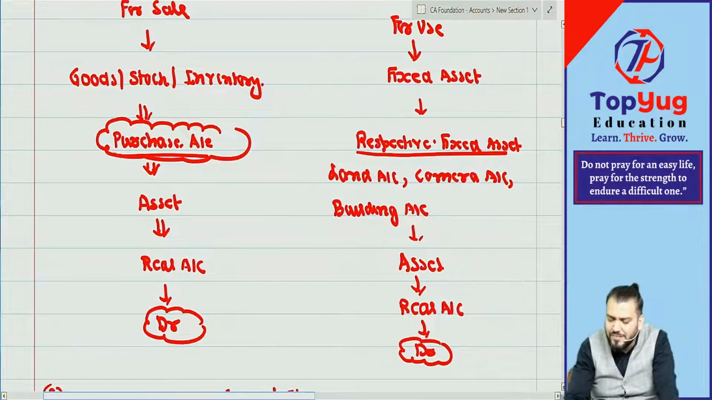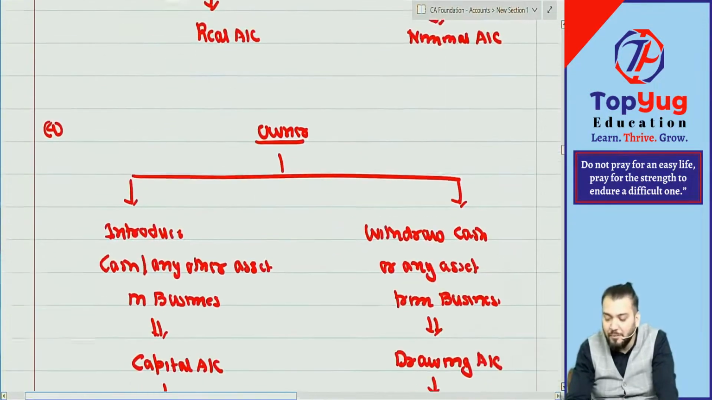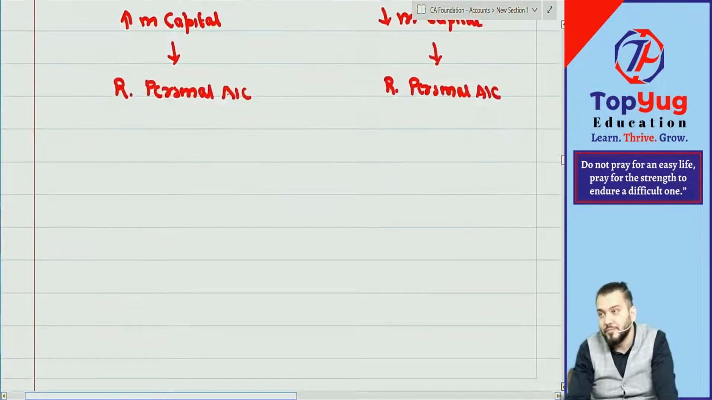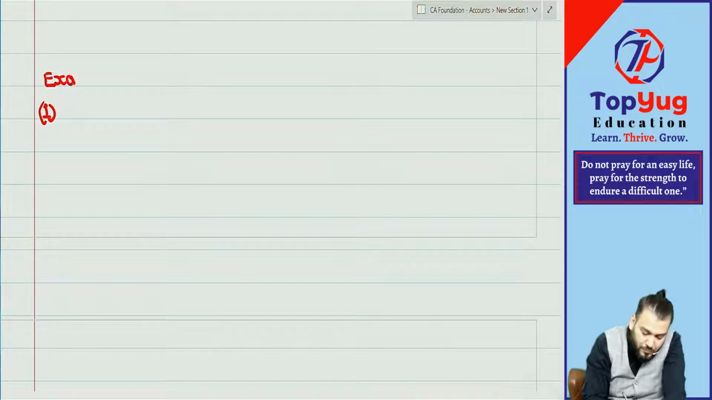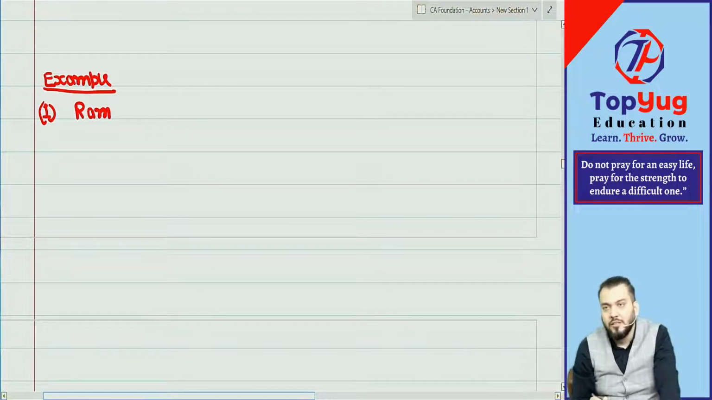So let us take some examples to apply the rules, and we'll understand how to apply them. Let us take the first example. I'm starting with a very basic transaction. Ram in our example is always what? Owner.